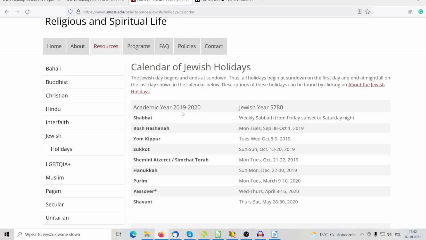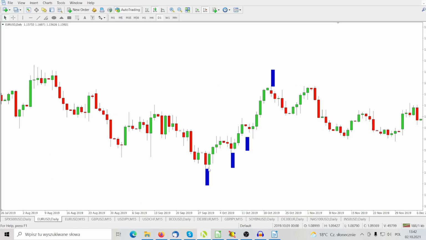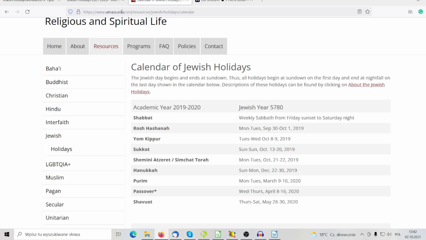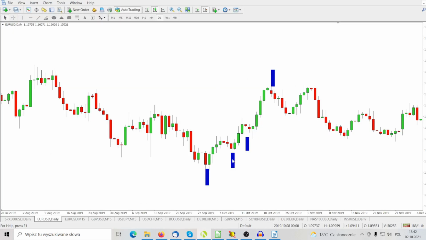All right, so 2019, 2020, Jewish year 5780. First holiday, Rosh Hashanah, September 30th, October the 1st. Here we go, September 30th, October the 1st. And we got the beginning of this uptrend. The next one, my friend, is Yom Kippur, which is October 8, October 9, 2019. Here we go, October 8, October 9.